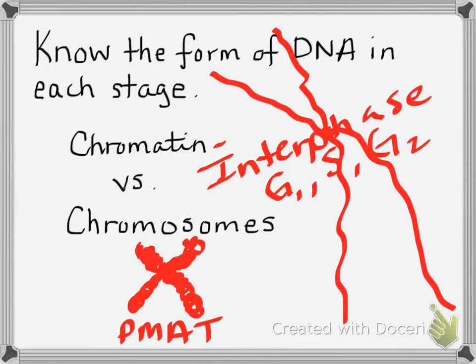Okay, now I want you to think hard. I'm going to go through each one of these and you tell me, would a chromosome be double-sided or single-sided? We'll start with prophase. Would a chromosome be double-sided or single-sided? Double. How about metaphase? Double. How about anaphase? Single. How about telophase? Single.